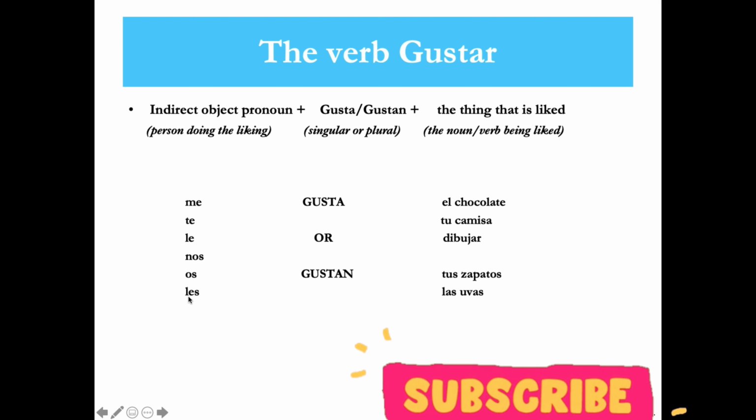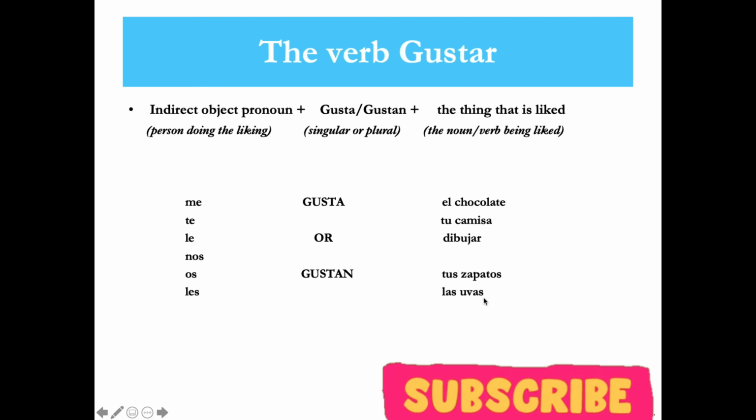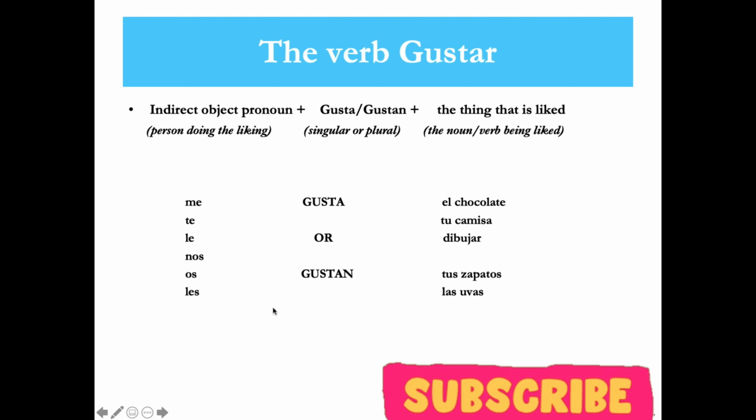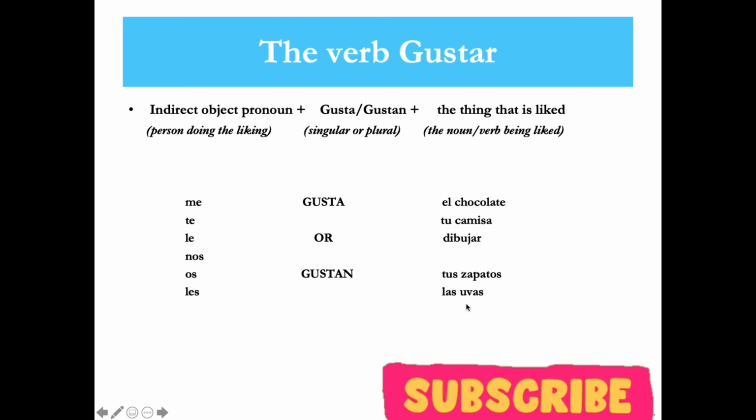If you were to say les gustan las uvas without further explanation, it could mean they like grapes or y'all like grapes. So you would have to reiterate, a ellos les gustan las uvas, and then in that case it would mean they like grapes.